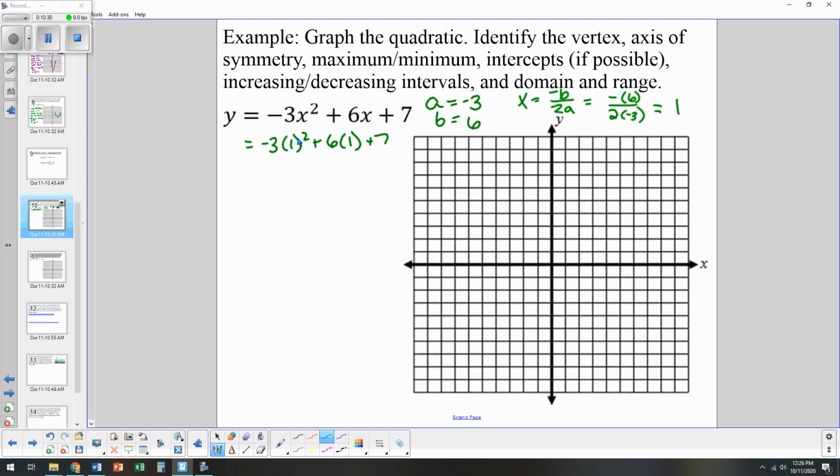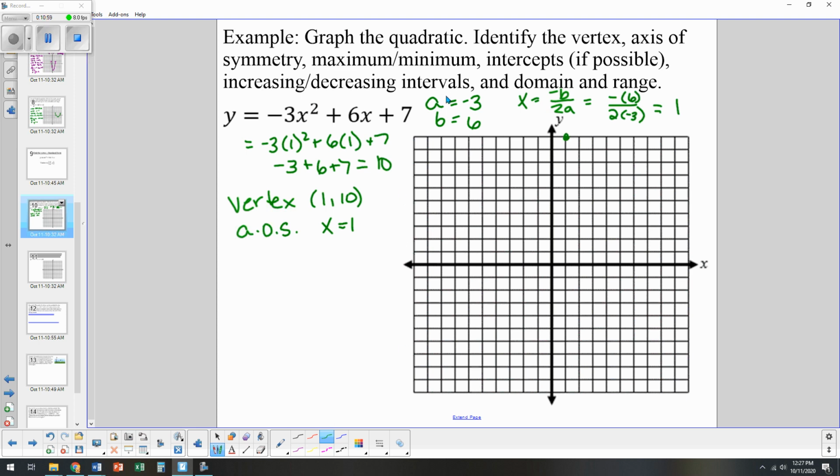So positive 1 squared is 1, times negative 3 is negative 3. Positive 1 times 6 is 6, plus 7. So that's 13 minus 3 is 10. So my vertex is (1, 10). My axis of symmetry is x equals 1. I'm going to graph that. We have (1, 10).